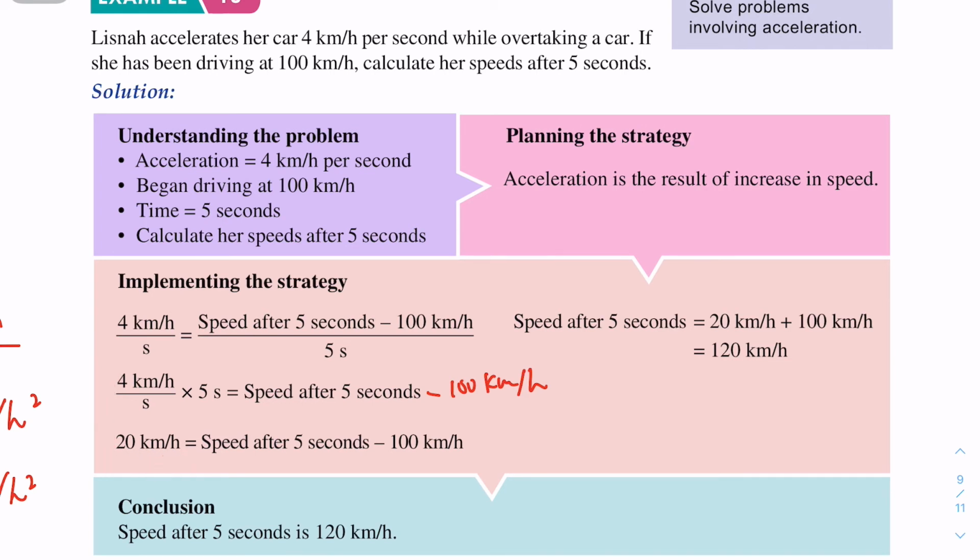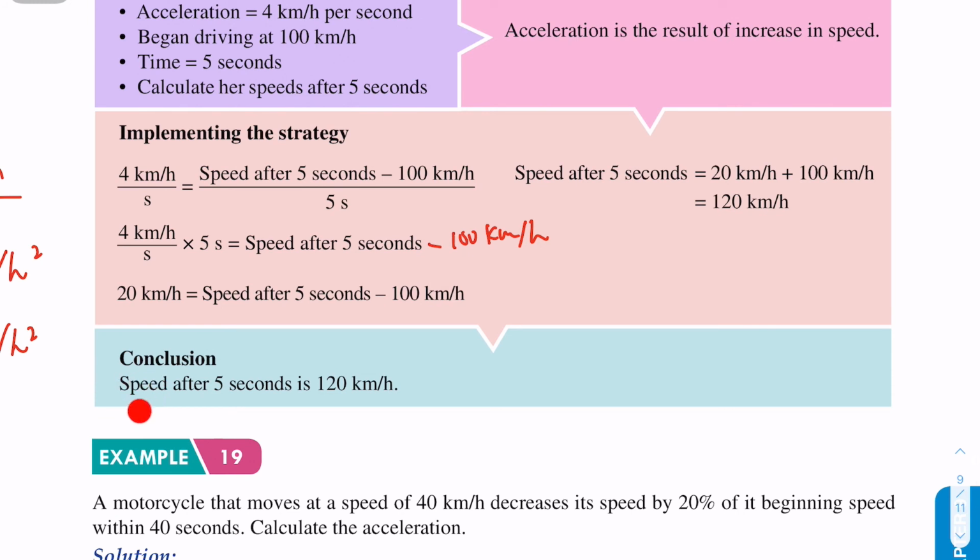Then how to find the speed after 5 seconds? You need to move the minus 100 km per hour to the other side. So we have speed after 5 seconds equals 20 plus 100. The answer is 120 km per hour. So the conclusion is, the speed after 5 seconds is 120 km per hour.